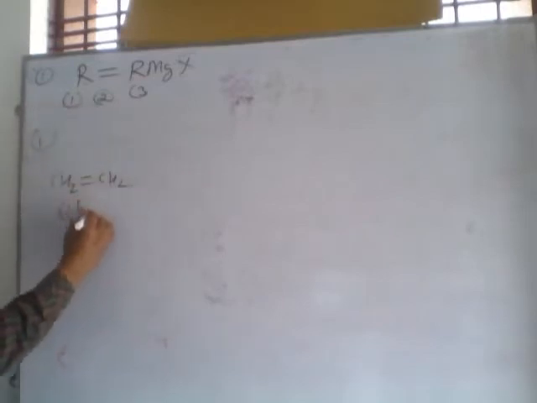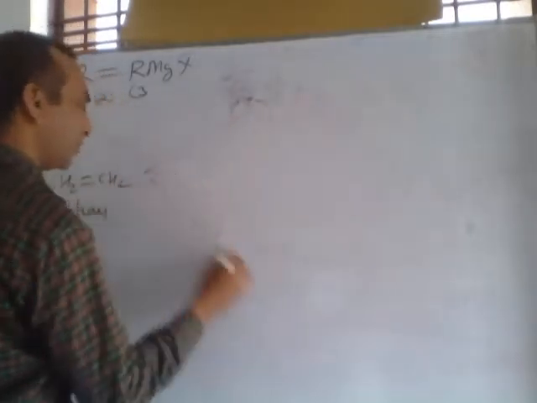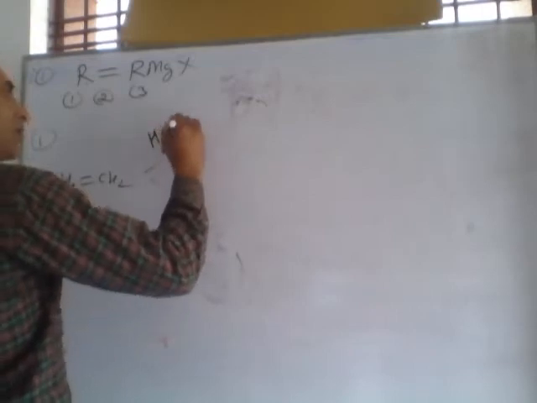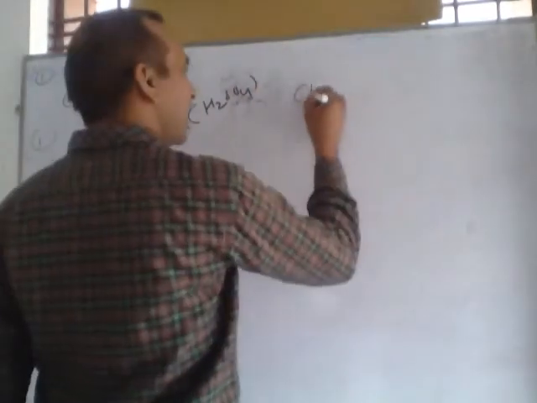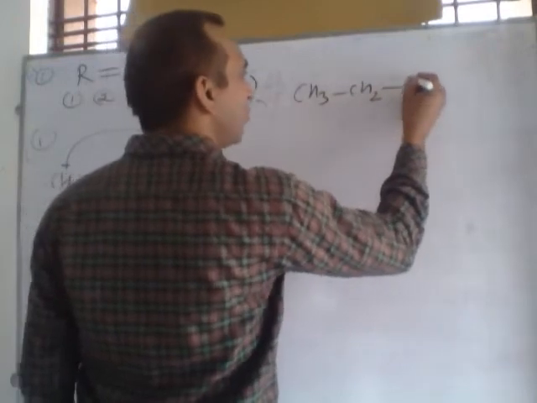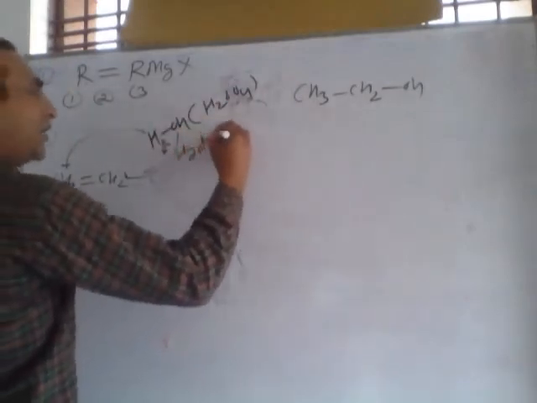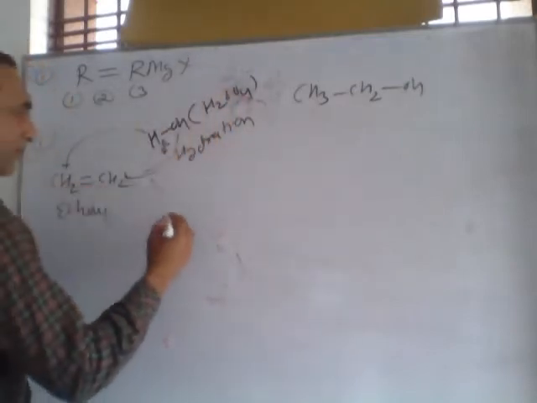This is called ethene. If we want to convert ethene to alcohol, there are two different methods. In the first method, we add a water molecule in presence of any acid; this H joins here, OH joins here. After the reaction, we get CH3, CH2, OH. This is the alcohol. This process is called hydration, meaning addition of water. This is hydration in presence of acid.